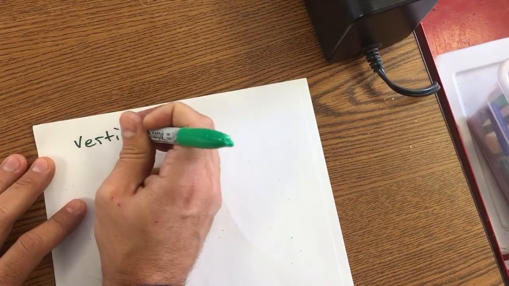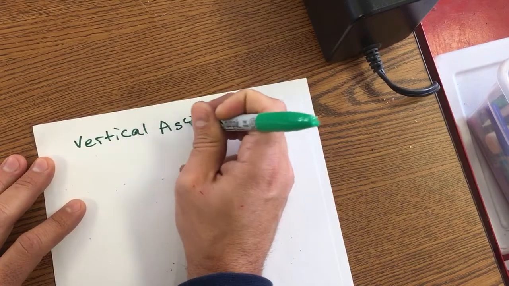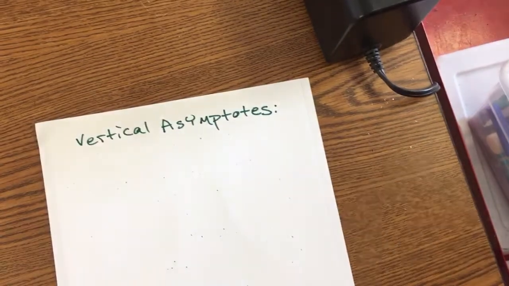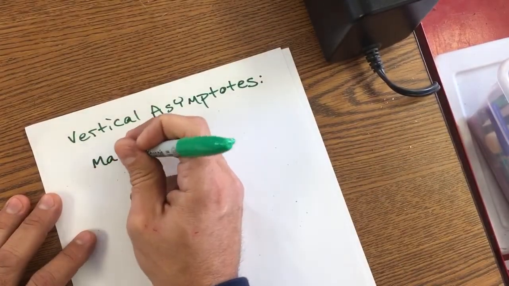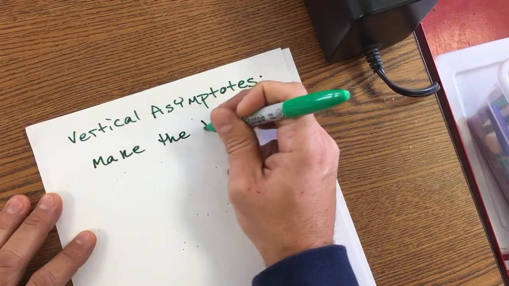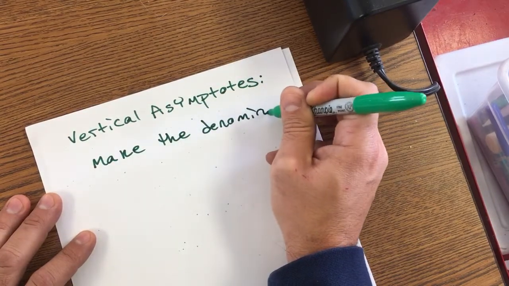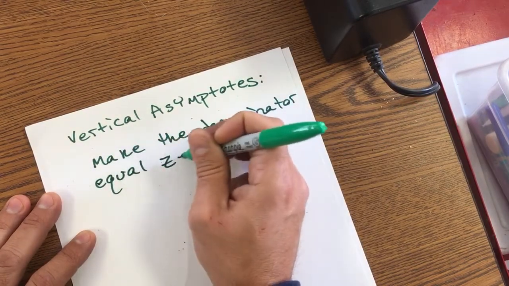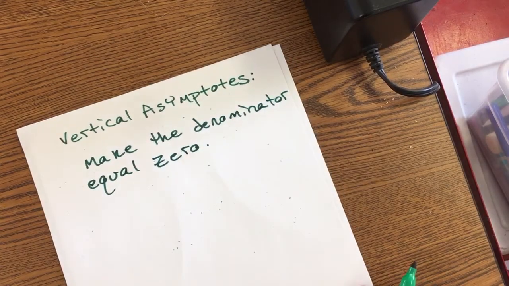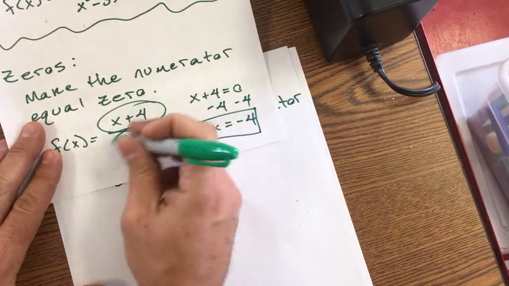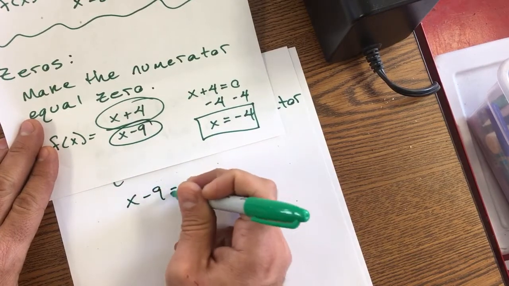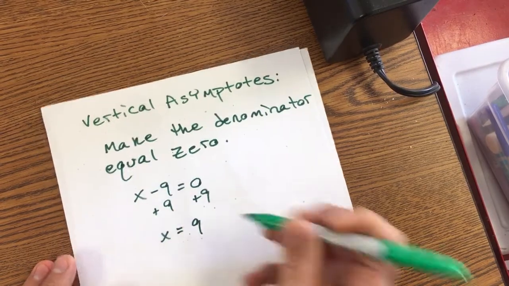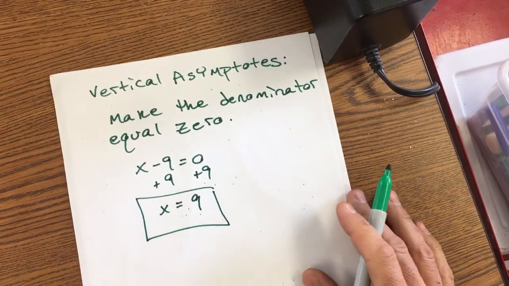Vertical asymptotes make the denominator equal 0. So using that same example, all I'm going to do is take this, set it equal to 0, and solve it. And that's it. That's my vertical asymptote.